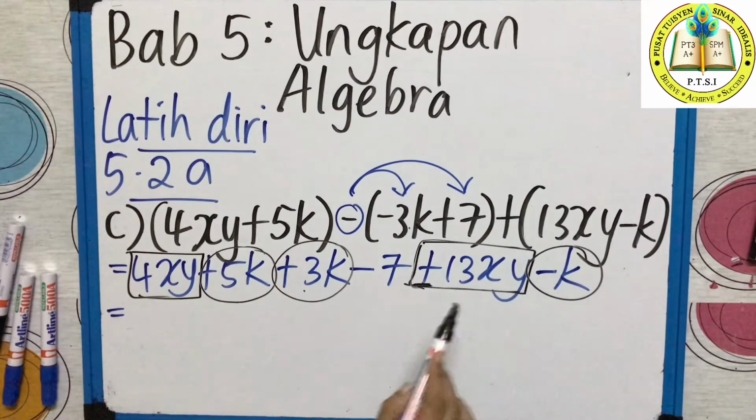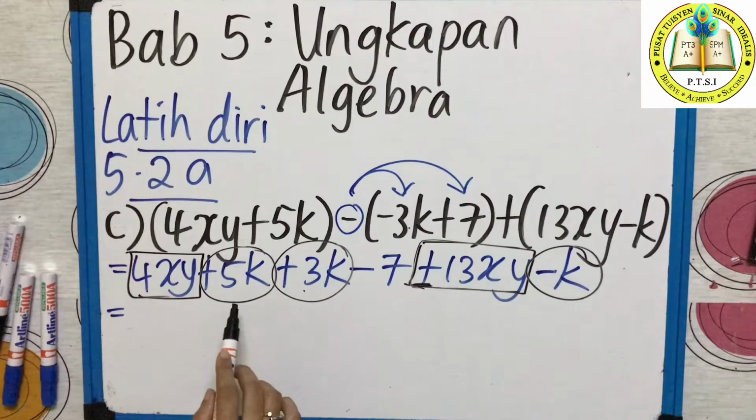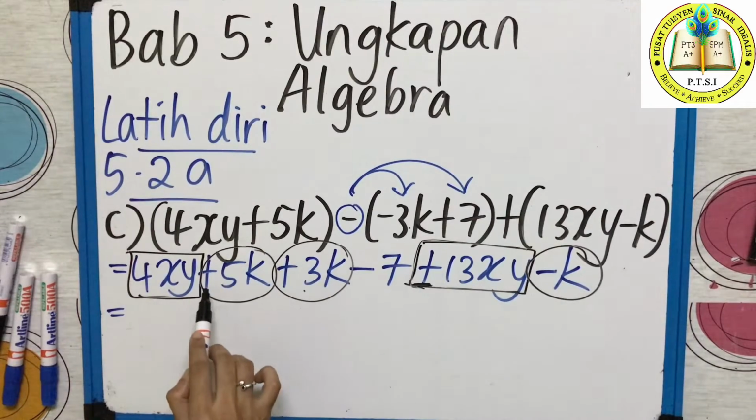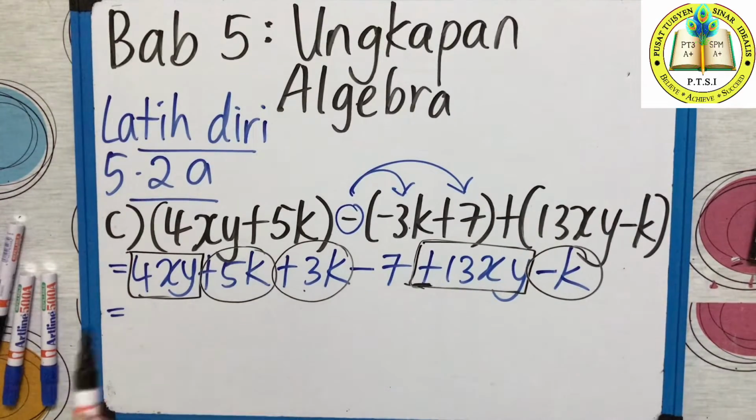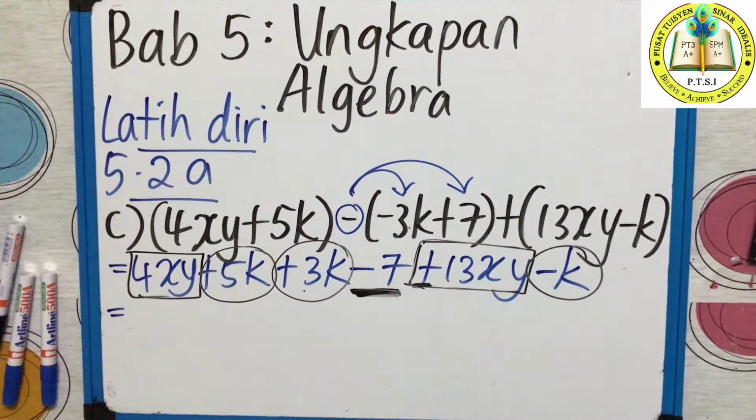So, xy, I put rectangle. K, I put circle. But the number and the integer, cikgu bulatkan. Termasuk, it's included. Negative 7 nombor sahaja. No partner, just leave it. So, sekarang cikgu sudah buat pattern. Now, the third step, teacher arranges. Cikgu susun.